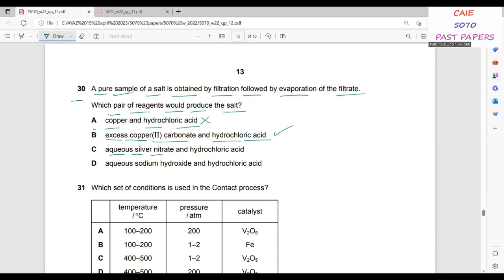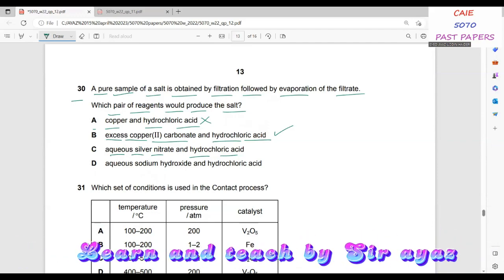C, aqueous silver nitrate and hydrochloric acid. This is a reaction between acid and aqueous silver nitrate.